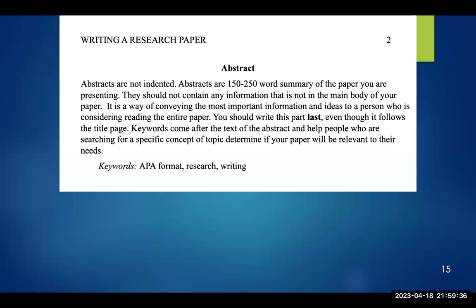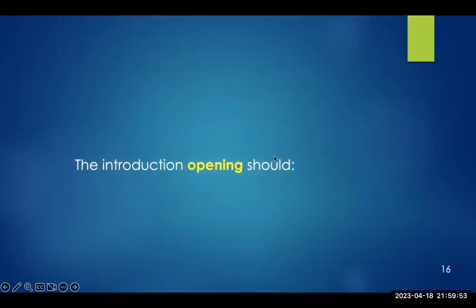Keywords is indented 1/2 inch from the left margin. It is capitalized in terms of the K, and it's italicized. But the actual keywords are not italicized. That's something important to keep in mind.